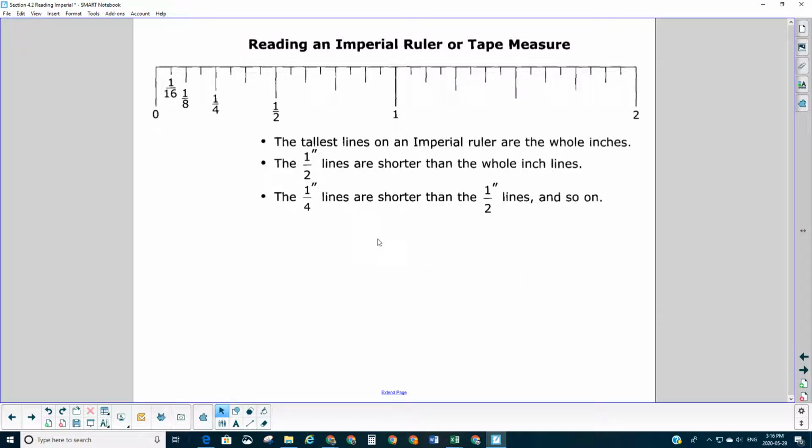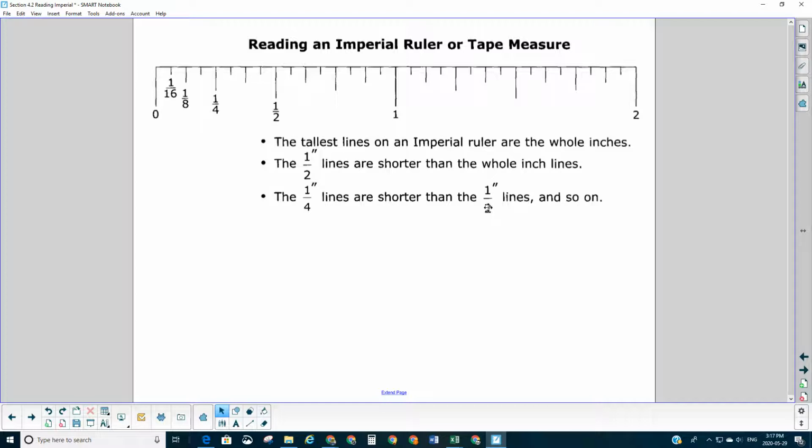So the tallest lines on the imperial ruler are your whole inches. So you see here the 0 and then 1 and then 2. They are the longest and biggest lines on the tape measure or the ruler. Okay, so those are the whole inches. And then the next longest ones are these ones here. Okay, you can see it's halfway between 0 and 1, so not surprisingly, it is 1/2. So the next longest is a half. So there's a half there, and there's another half here, which means this would be 1 and 1/2.